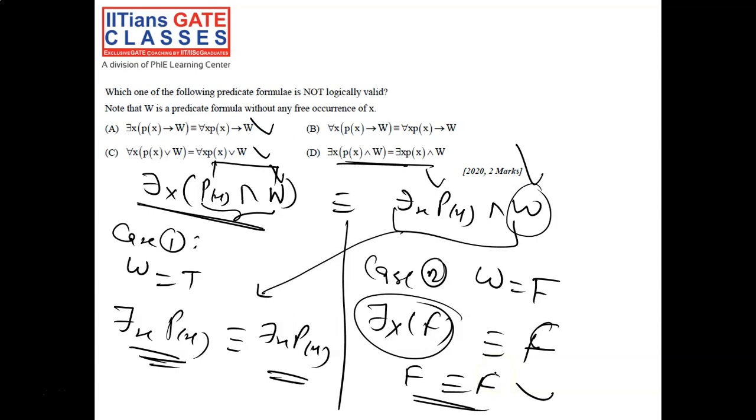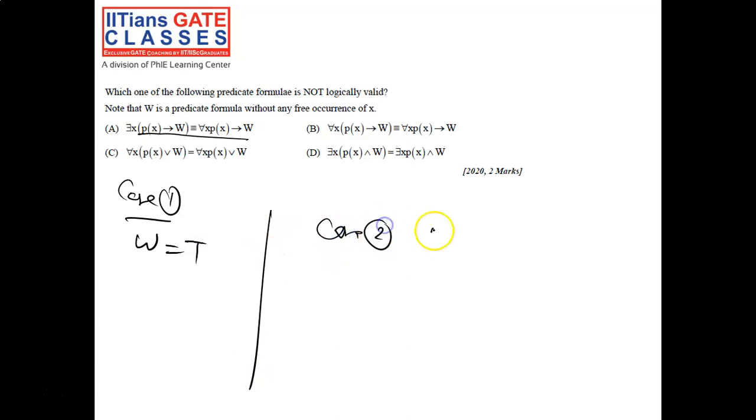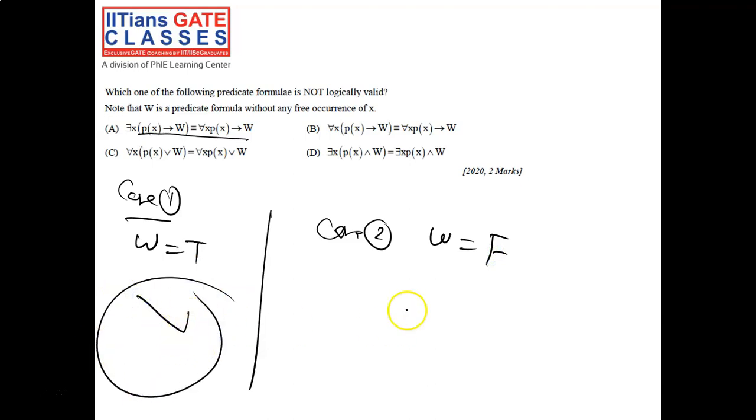So that's why we can say that in case 1 they are equivalent, and in case 2 also they are equivalent. Hence this d is valid, this b is not valid. Similarly, this a is also valid. Similarly, this c is also valid. You can check this. The same thing you need to do. Take two cases. In case 1 you take w to be true. In case 2 you take w to be false. In this case they must be equivalent, and also in this case they must be equivalent.